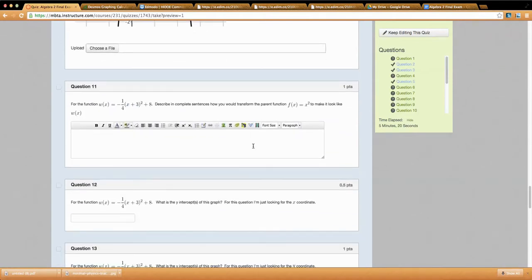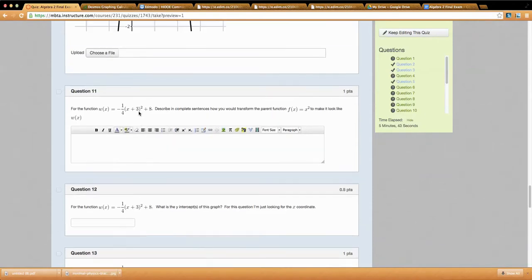All right, this is going to be the most confusing looking problem, but it's actually pretty straightforward. I have some kind of equation. It looks crazy like that. That's just what it is. And I want you to describe in a few sentences how you would transform this regular parabola to make it look like this crazy looking parabola.